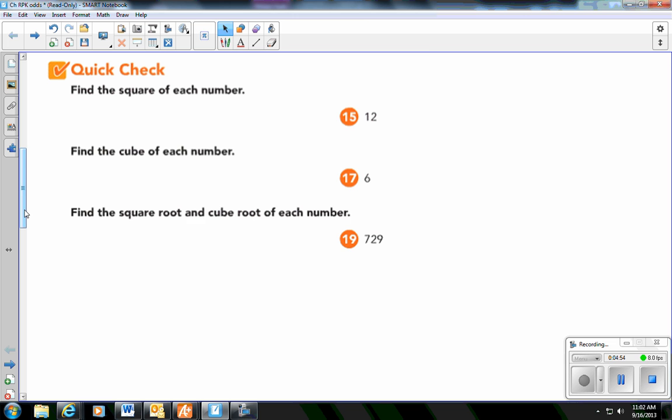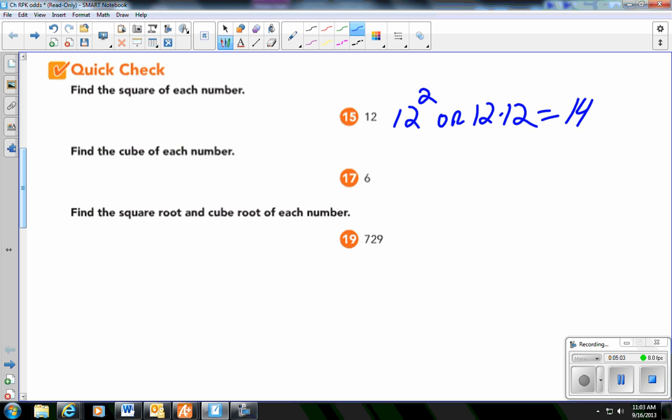Okay. Number 15, find the square of each number. So that would mean 12 squared, or 12 times 12, which is 144. 17, find the cube of each number. So 6 to the third power means 6 cubed. So that means 6 times 6 times 6, which is 216.